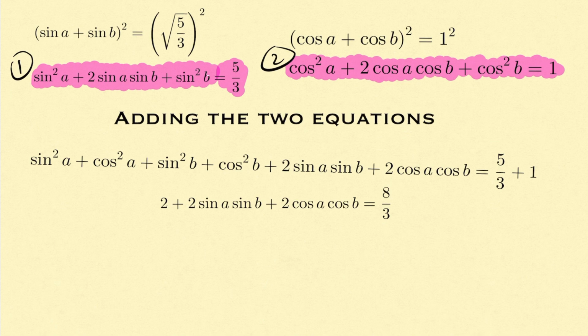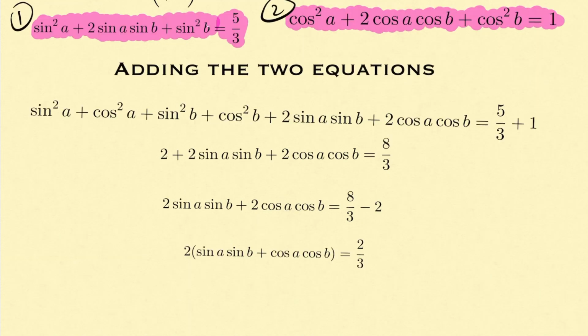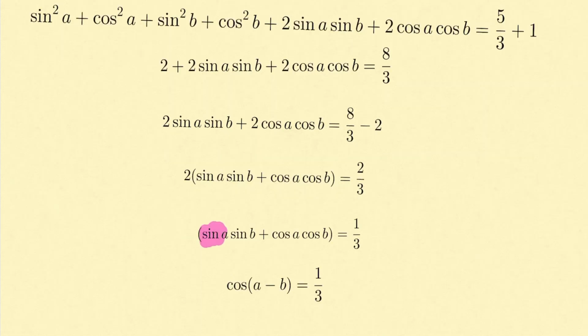Continuing on, I can bring this 2 to the other side, and I can common factor a 2 out of this expression, giving us the following. Reducing on the right-hand side, I end up getting 2/3. Factor that 2, and what we have sitting here is exactly your cos of A minus B formula. So I can divide across by 2, and we have our answer: the cos of A minus B is equal to 1/3.